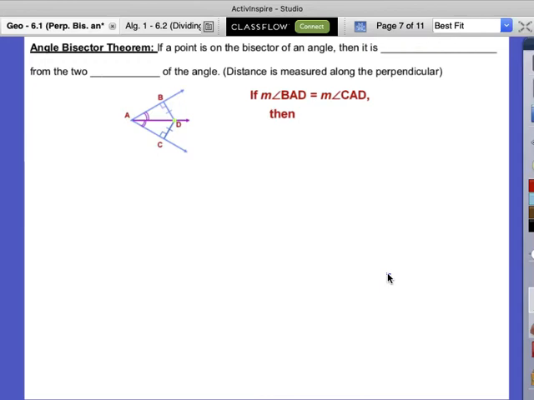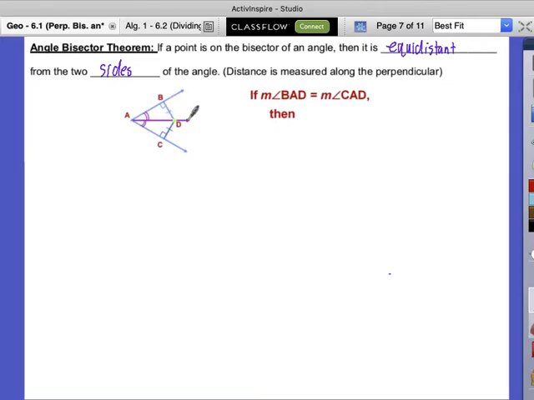Angle bisector theorem. If a point is on the bisector of an angle, D is on the bisector of an angle, then it is equidistant. There's that word again you guys love. It's equidistant from the two sides of the angle. And we measure distance along the perpendicular. What that means is we use the shortest distance, the perpendicular distance.